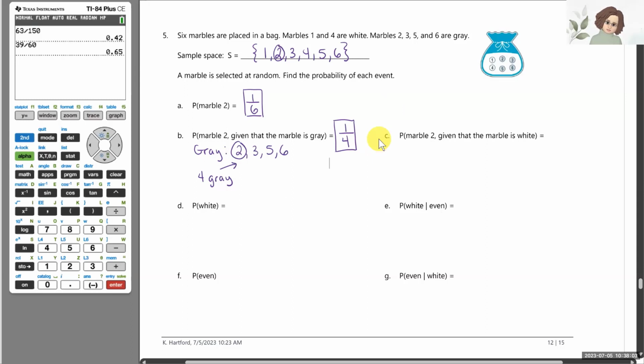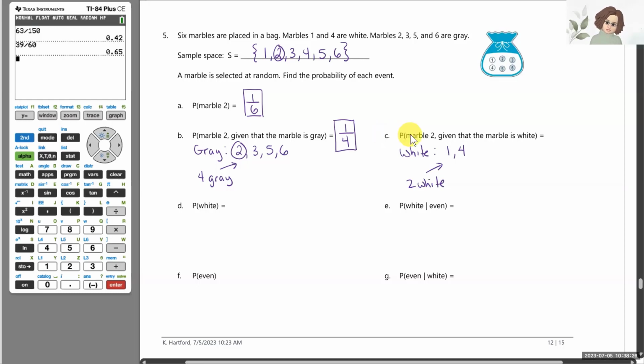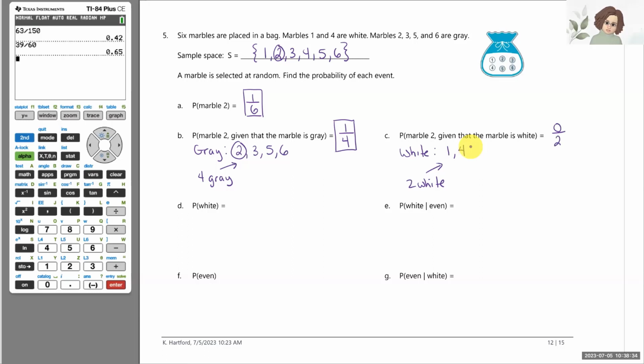All right, so C, what is the probability you pick marble 2, given that the marble is white? So now the denominator will be the number that are white because we're only allowed to look at the white. We know that we're looking at the marbles 1, 4. So we have 2 white. And out of those white ones, the chances that I pick marble 2, well, there is no marble 2 that's white. So none of them are white out of those 2. So there's no chance of picking marble 2 if you're only looking at the white marbles.